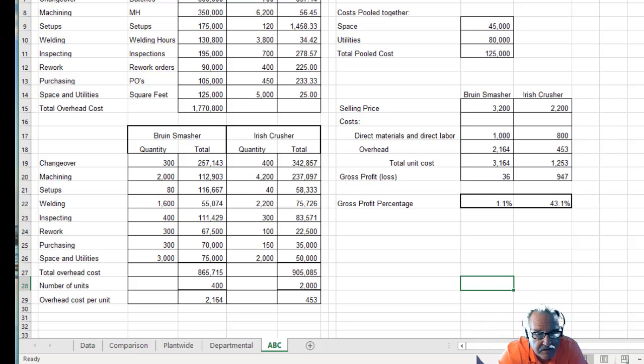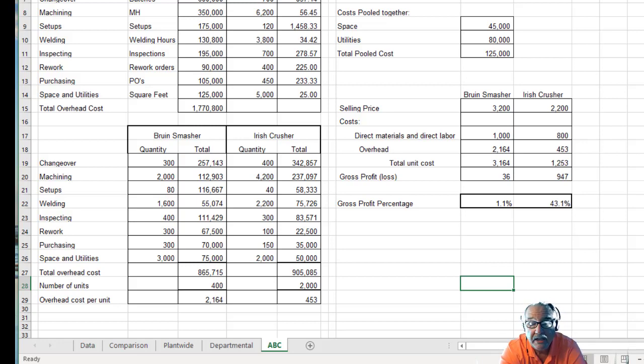Well, the main thing is these purchase orders, but you can look at all of these things. We're using a lot more welding hours to make the Bruin Smasher per unit. We're only making 400 units. That means it's about 4 hours of welding time to make one Bruin Smasher. It's a little more than 1 hour of welding time to make the Irish Crusher. We're using more money in setups. So all of this money has shifted from the Irish Crusher to the Bruin Smasher.